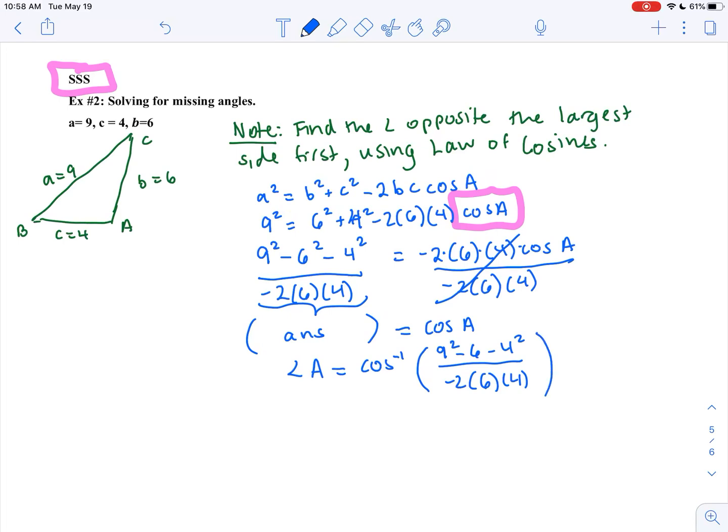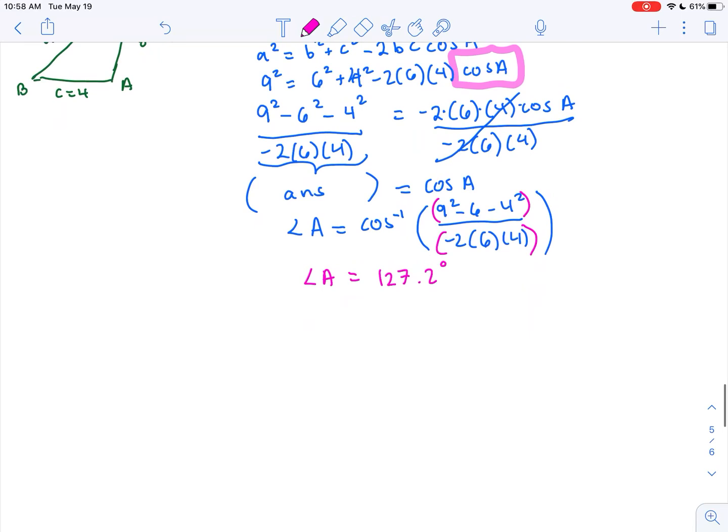Now, your calculator does not do PEMDAS automatically. If you don't have a graphing calculator that automatically separates the fraction, what I'd highly encourage you to do is stick in these extra parentheses so that your calculator knows that's the numerator and this is the denominator. So inverse cosine of that expression, and that's very important, because otherwise you might get a different answer if your calculator is not interpreting order of operations correctly. So angle A should be 127, and it is obtuse. So we found the obtuse angle.